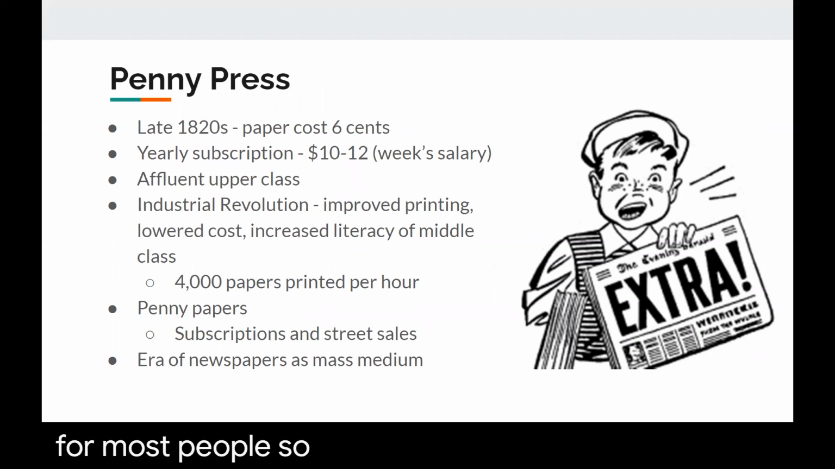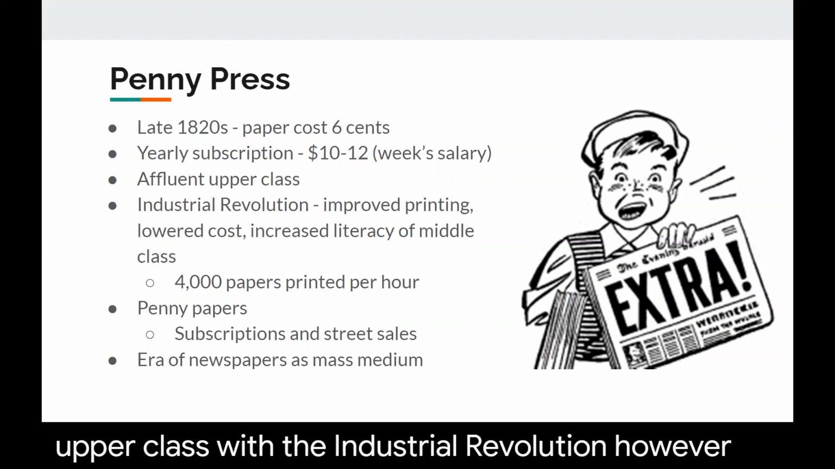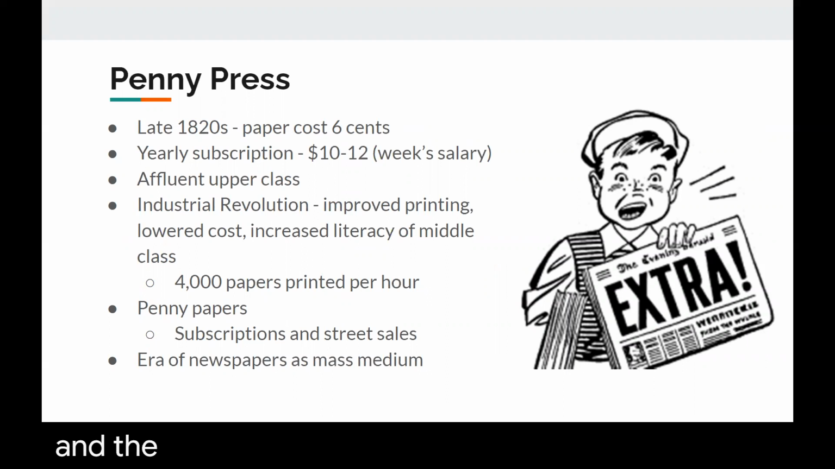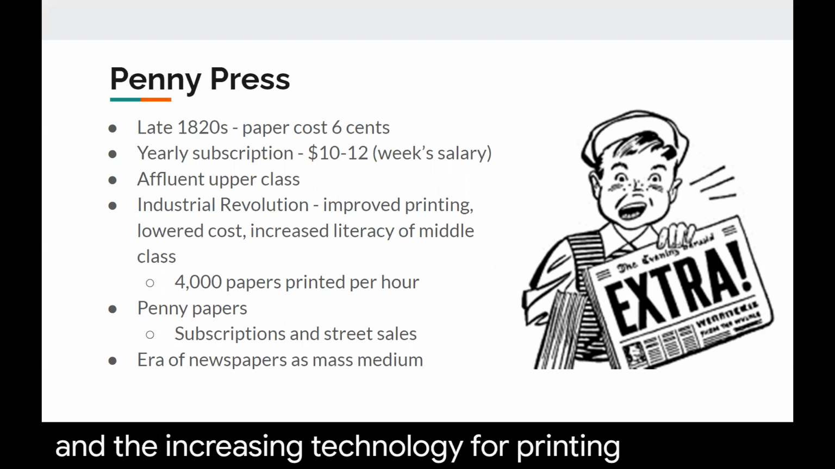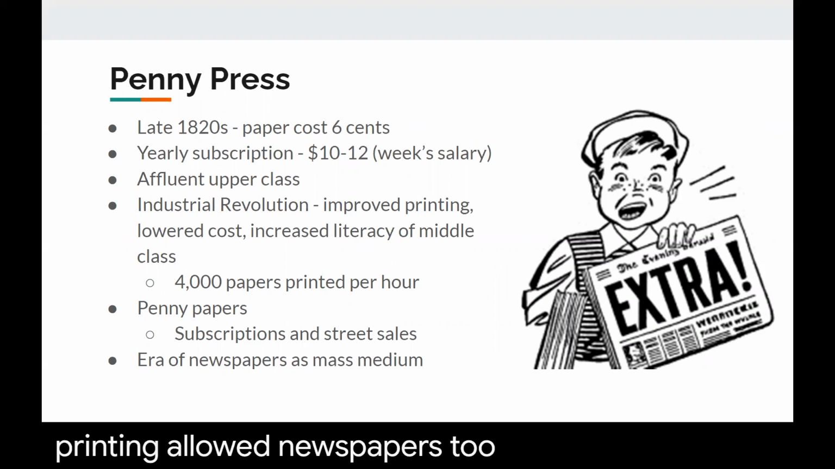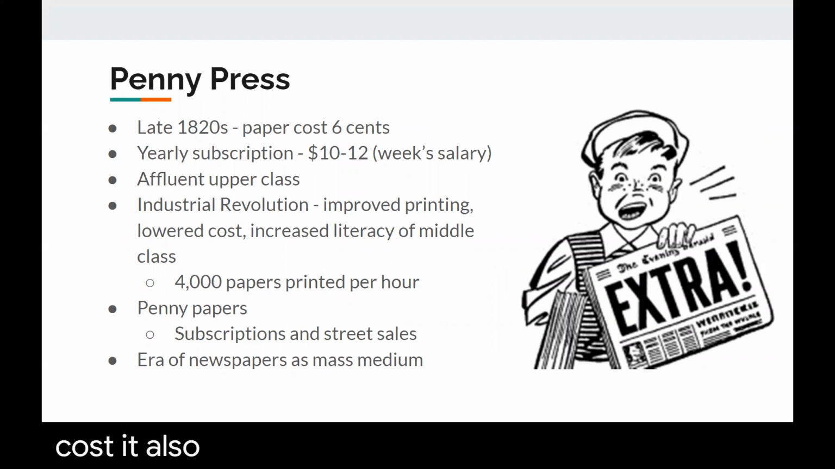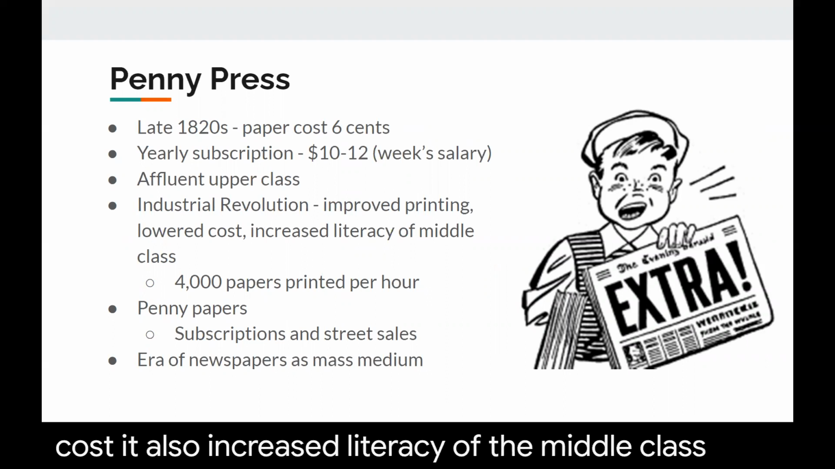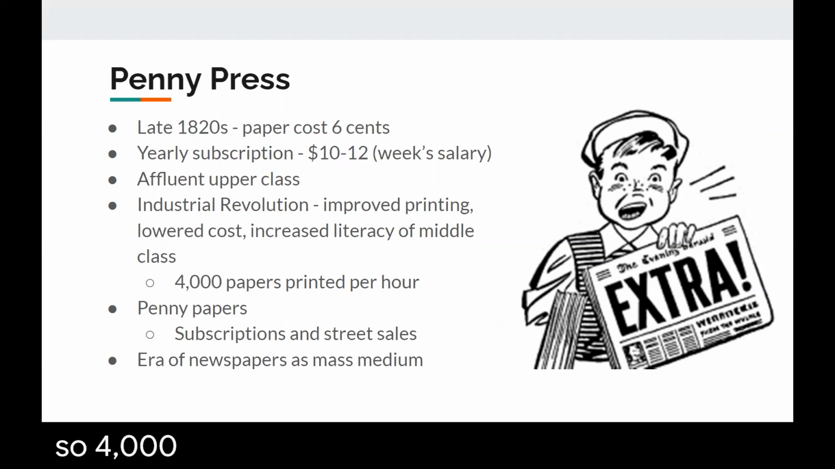So, newspapers at that time could really be only afforded by the very affluent upper class. With the Industrial Revolution, however, and the increasing technology for printing that we discussed in our chapter about books, the improved printing allowed newspapers to be printed at a lower cost. It also increased literacy of the middle class. And so 4,000 papers could be printed per hour. It made them cheaper to produce. And that's how we get penny papers.